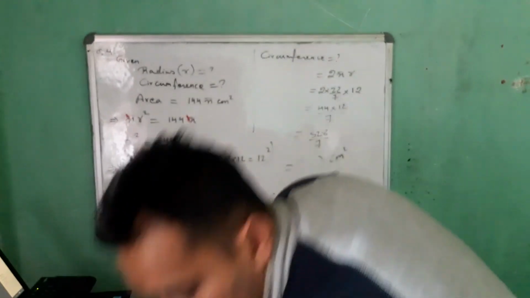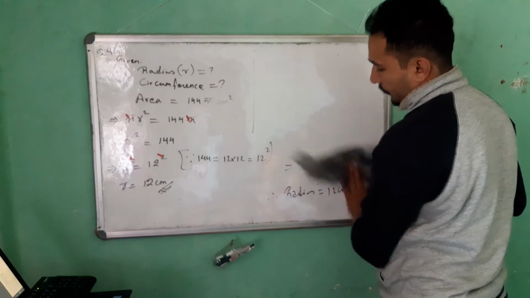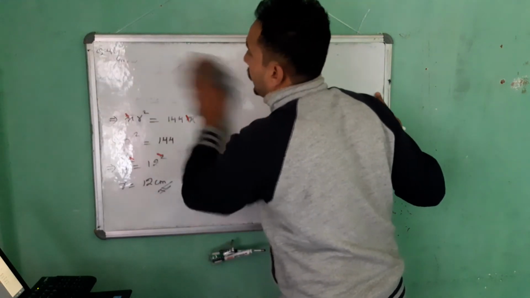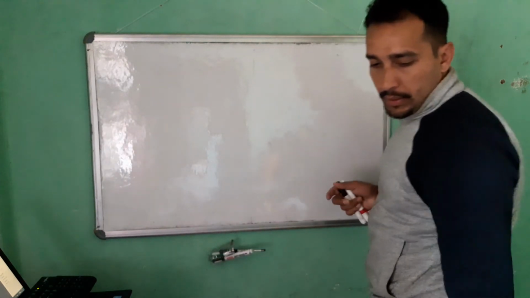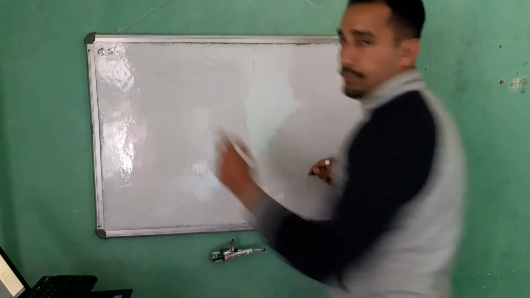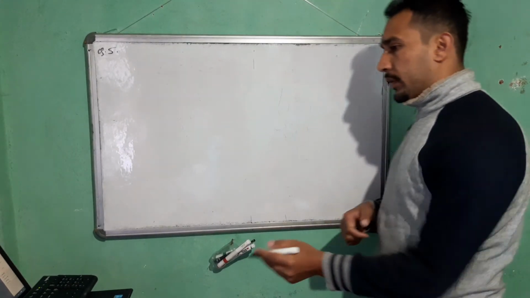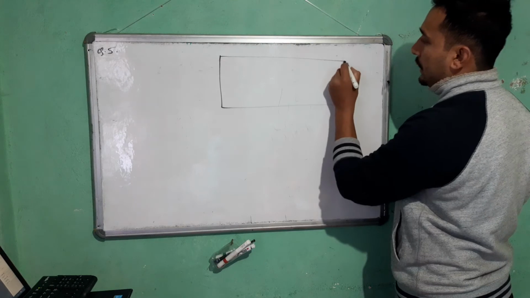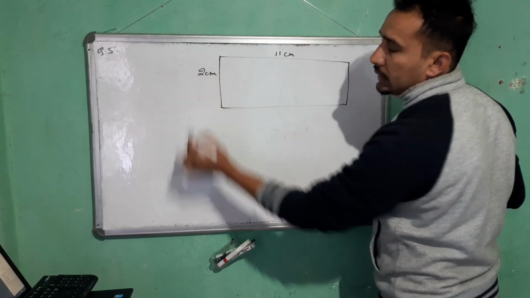Next, question number 5. Question number 5 is: a sheet is 11 centimeter long and 2 centimeter wide. So there is a sheet like this. Length is 11 centimeter and breadth, this is width, is 2 centimeter.